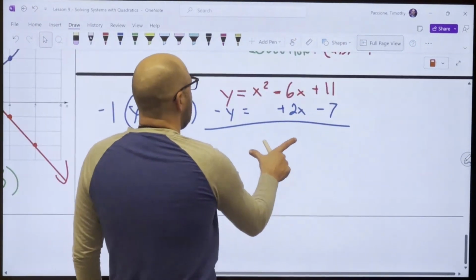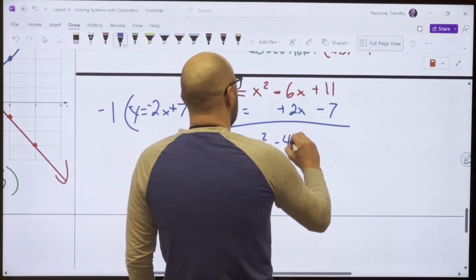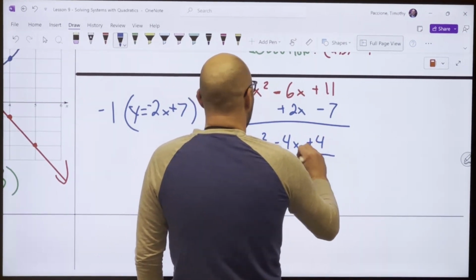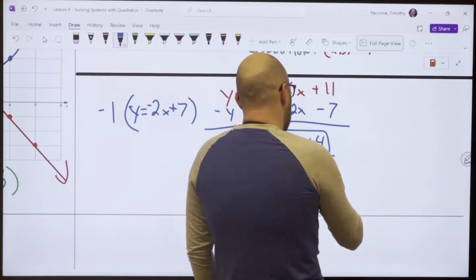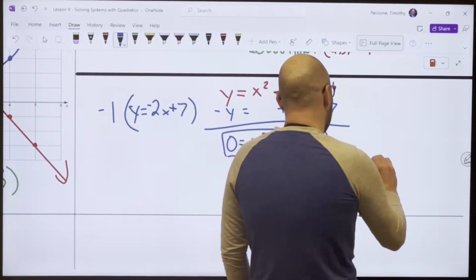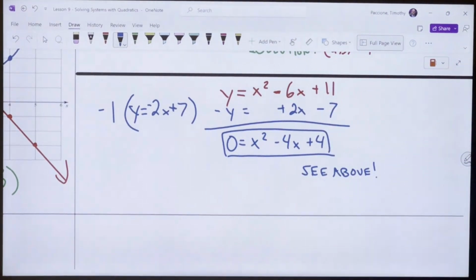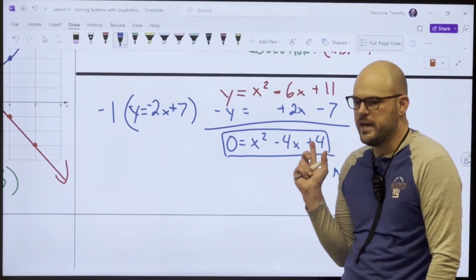When I do that, I get 0 equals x squared minus 4x plus 4, and we already did that math. See above. At a certain point, you get to the same part of the problem, where you just have to solve the algebraic equation for your x value, plug it back in to find your y. So either of those will get you there. You have to get to a point where you can solve a quadratic equation.